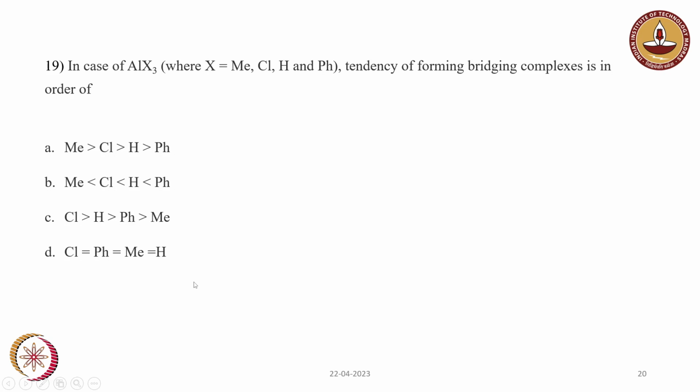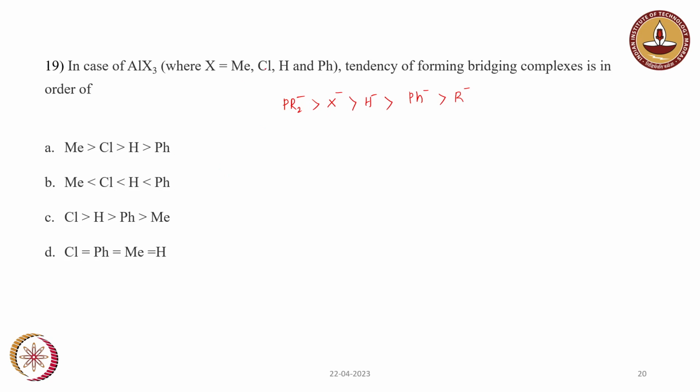So the tendency towards bridging structure is in the order: PR2 minus is highly favored, then halides, then hydride, then phenyl group, then alkyl group. So this order is due to the high electron density and ability to provide electrons to aluminum.